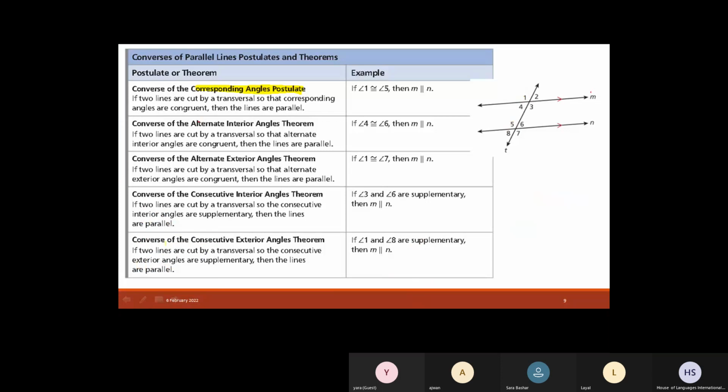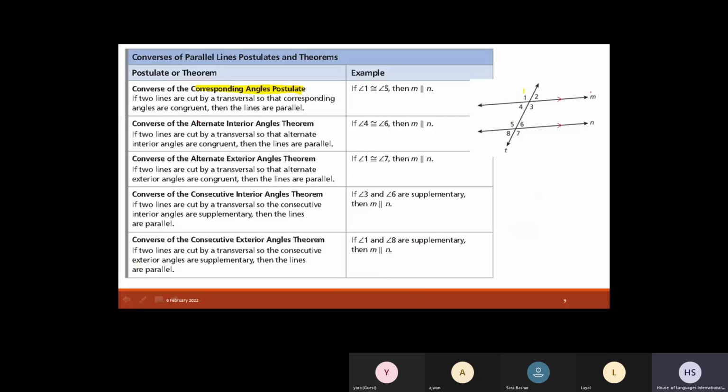Converse, we said what? In the previous lesson, we said that if we have two parallel lines which a transversal line cuts, they will make two angles on the same side, both of them up, up and up. So when they are like this, we can say that they are equal. This is our postulate. Now, what is the converse of it? If you check that angle 1 and angle 5 are equal, that means M and N are parallel.